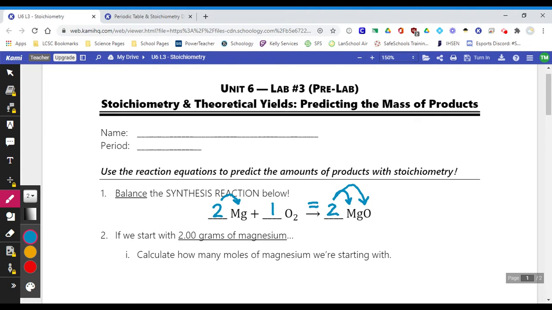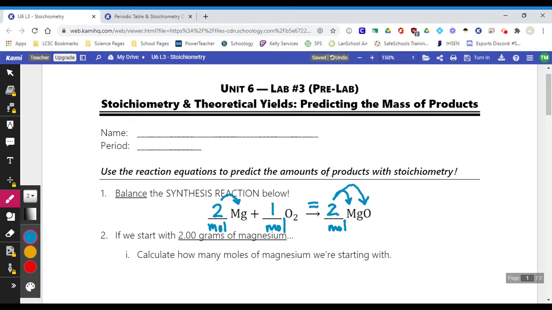As long as I have everything in the same kind of ratio of 2 to 1 to 2, it should still be balanced. So I could double everything and say 4 Mg's react with 2 O2s to make 4 MgOs, and that would still work. It might be a little excessive, but it's still balanced. So I could multiply everything through by 2, by 10, by 200, by a million, or by a mole. I could say that 2 moles of magnesium react with 1 mole of O2 to make 2 moles of MgO.